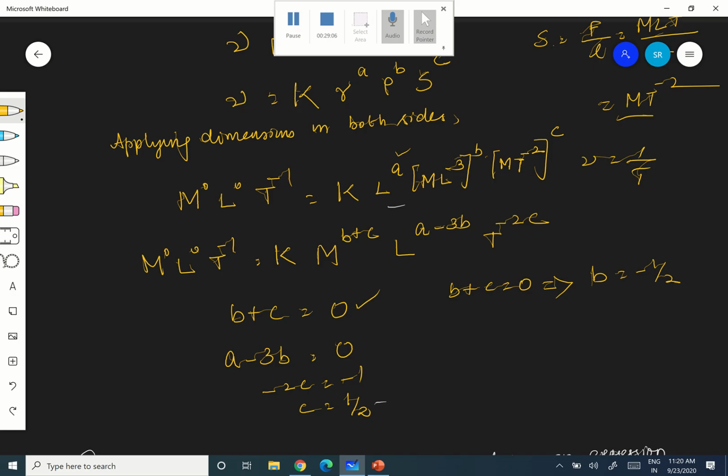Okay, then next one. What is that next one? A minus 3b is equal to 0. Therefore, from that, what you will be getting? From a minus 3b equal to 0, a is equal to 3b, that is equal to minus 3 by 2. Minus 3 by 2. Okay. Then, I think that is enough now. A, B, C, everything is known now.